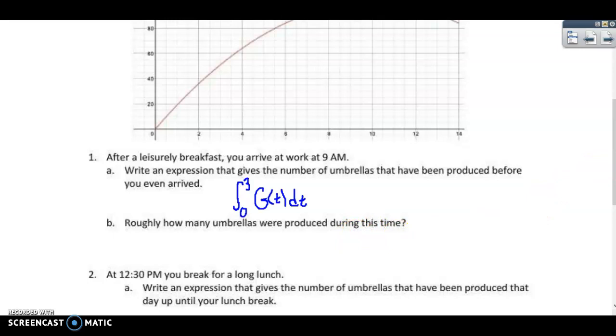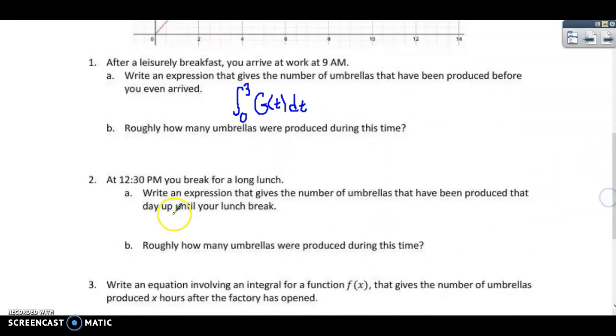Roughly how many umbrellas were produced during that time? Well, you pick your favorite way to estimate this. Obviously, you could use a left or right Riemann sum, maybe a midpoint Riemann sum. I'm going to use a trapezoidal sum here. So I'm going to use G of 3 plus G of 0 divided by 2 multiplied by the width of my interval, which is 3.